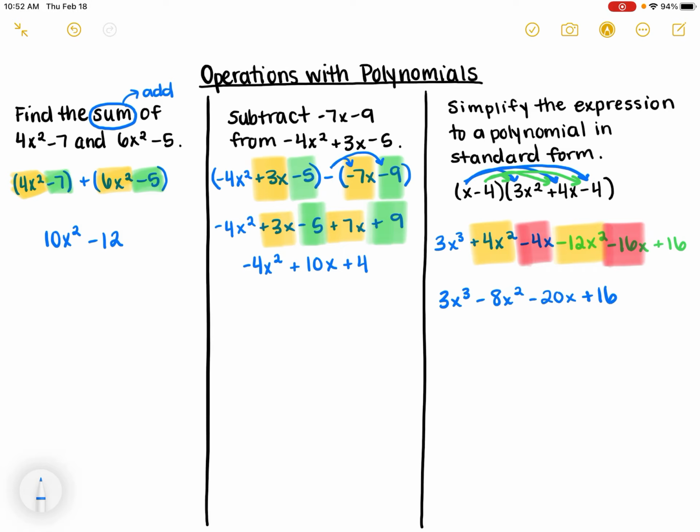And so that's one example each of adding, subtracting, and multiplying. If you need to rewatch it, you can just rewind it and watch the example again. This should be enough to help you get through all the different types of problems you'll see on the Delta Math. Good luck.